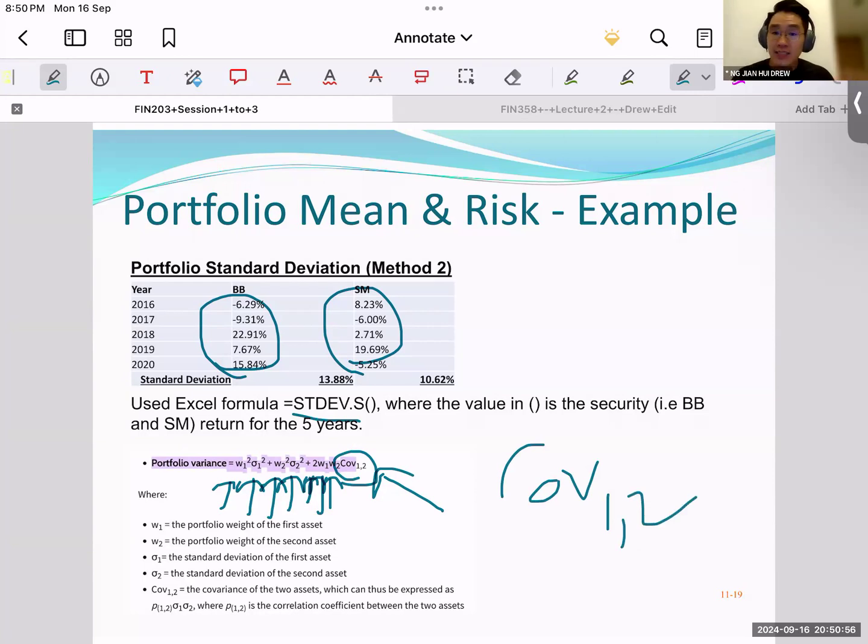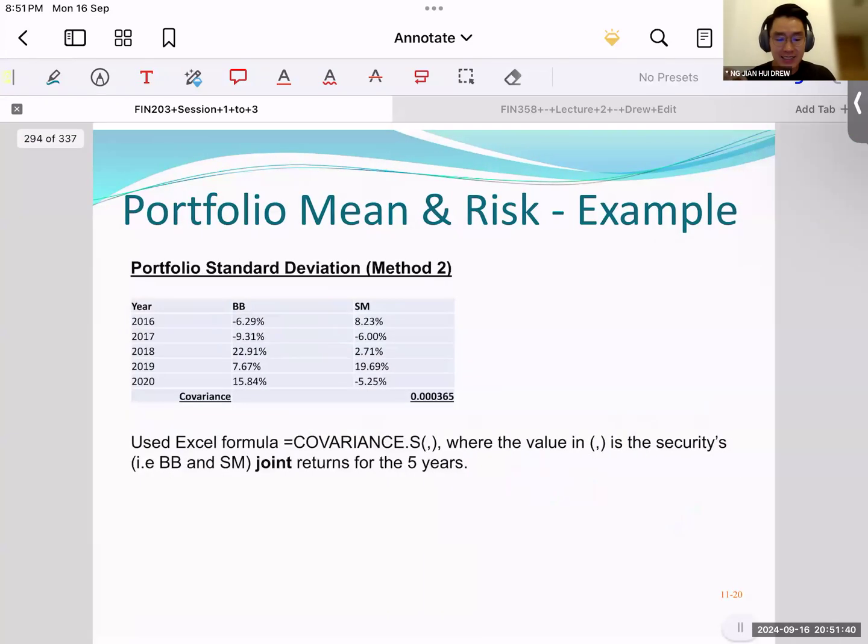COV 1, 2 is the joint variability of two assets. So what does this mean? In simple terms, when asset 1 and 2 are combined together, what does the combined spread of data look like? So this is called covariance. Co is two, variance, right? Covariance, the joint variability of the two assets. So this looks a bit complicated, but actually it's not so complicated once you see the numbers.